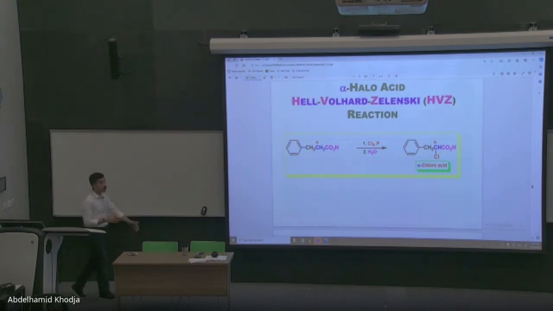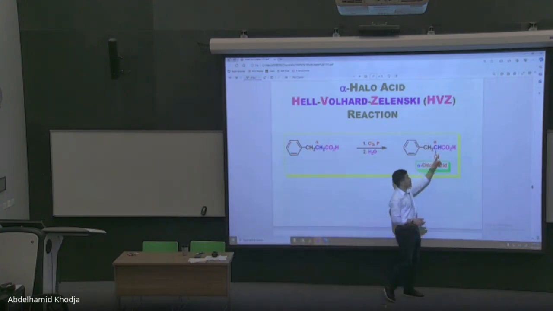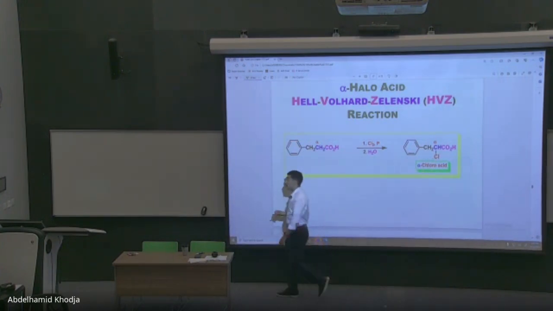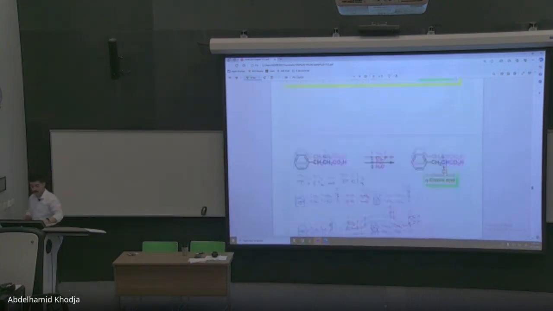We add a chlorine where? At the alpha position. We just get rid of one of these hydrogens and we add a Cl. Once the Cl is there, that's really important when it comes to synthesizing many, many downstream products.